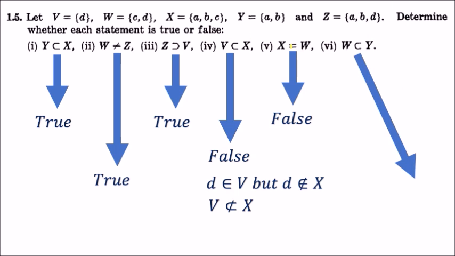For the last one, we have W is a subset of Y. So W here has elements C and D, and then Y is A and B. So we will not see the elements C, D in Y. So therefore, this is false because W is not a subset of Y.